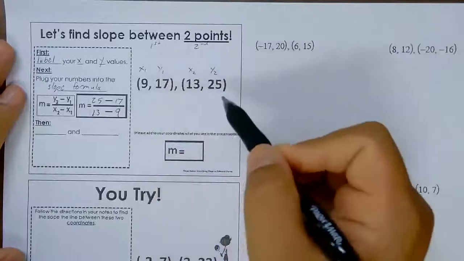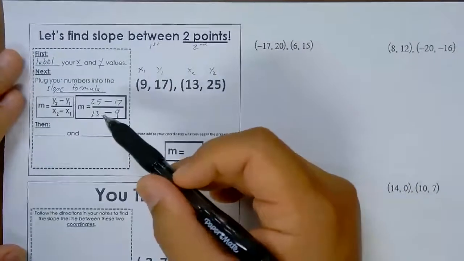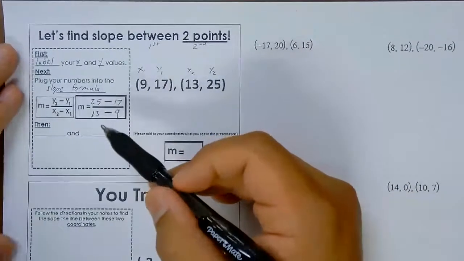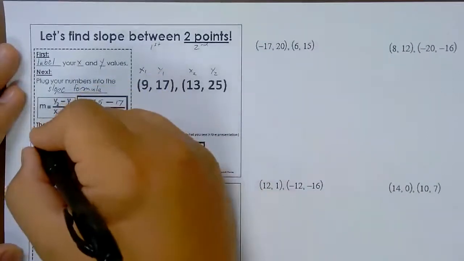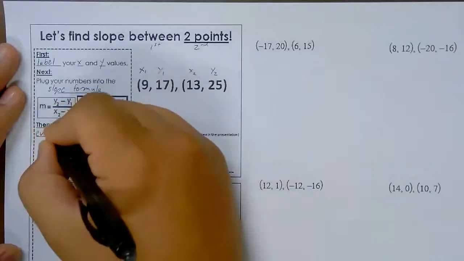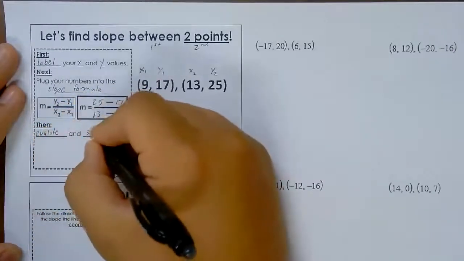Okay, so we've plugged this in. Honestly, plugging it in is the hard part. Once we have this, we can evaluate and simplify. So that's exactly what we're going to do. Then evaluate and simplify.